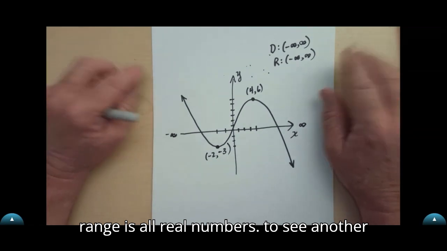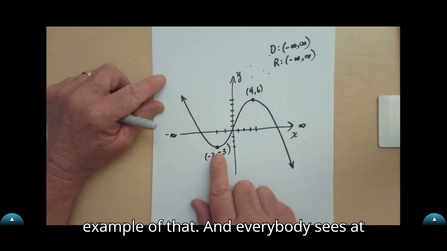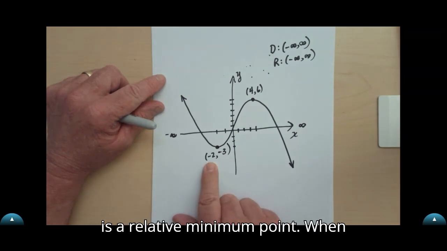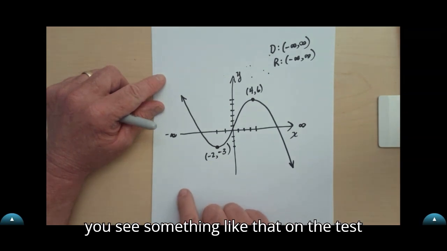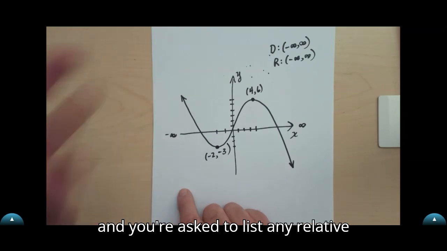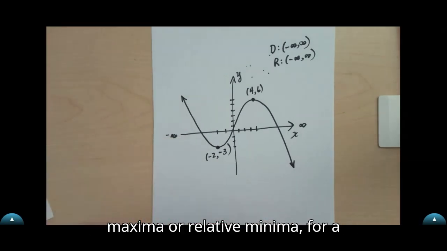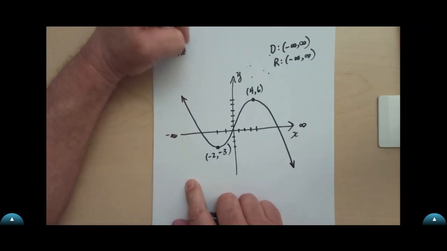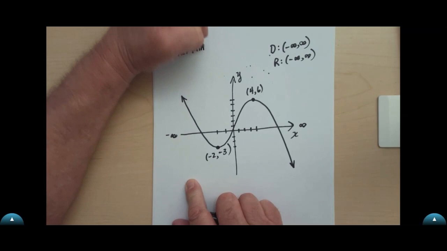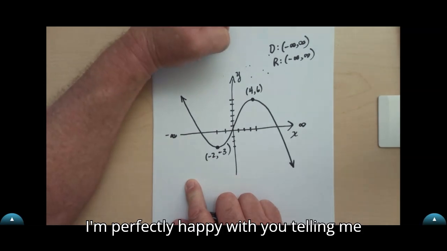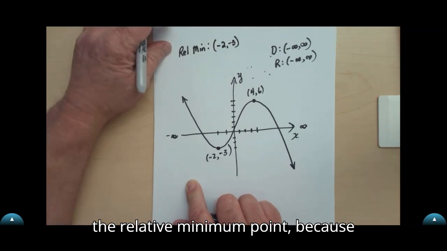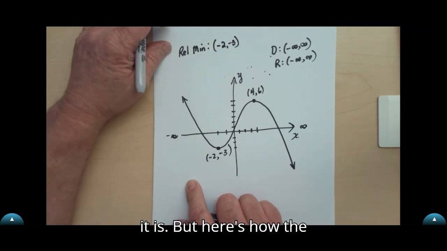Just to see another example of that. And everybody sees at this point, (-2, -3) is a relative minimum point. When you see something like that on the test and you're asked to list any relative maxima or relative minima, for a relative minimum, I'm perfectly happy with you telling me that (-2, -3) is the relative minimum point, because it is.